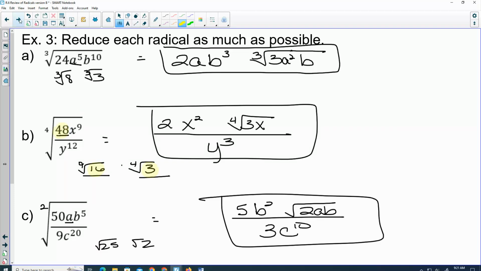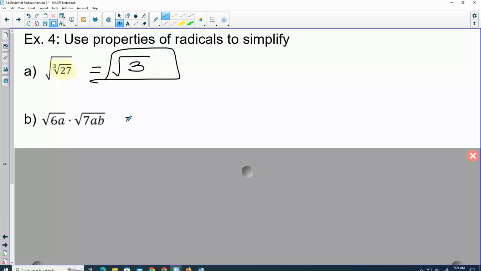So if they're both under the same radical, we can multiply them together, and it just becomes under one radical. So 6 times 7 is 42. A times A will give me A squared, and then we have a B. Now let's see if we can reduce. 42, is it divisible by any perfect squares? Perfect squares, you can't divide by 4, 9, 16, 25, 36, and there's nothing else smaller than 42. So we can't break it down.